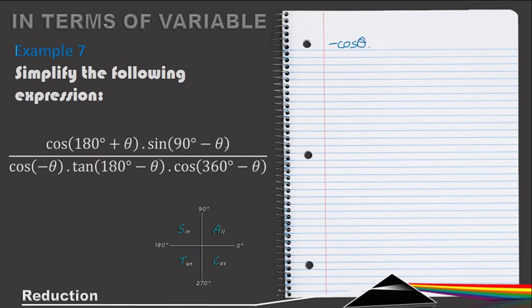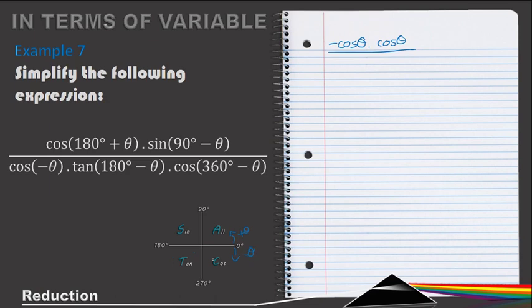And then sine of 90 minus theta. Now 90 minus theta, everybody is positive there, but this is now 90. So with 90 and 270, we write down the co-function. So this is going to be cos theta. And then this is over. So here we have cos of minus theta. So if this is plus theta, then this is minus theta.